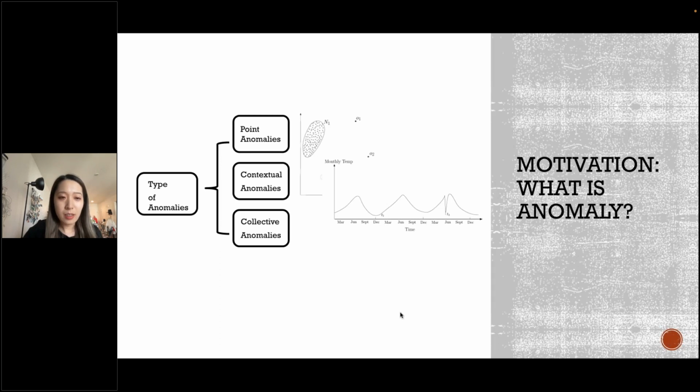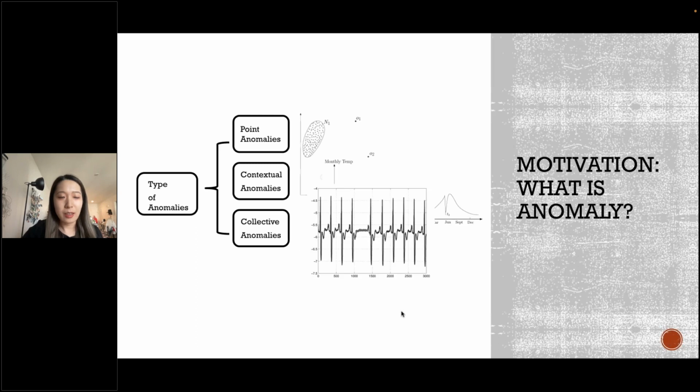The third definition is called collective anomaly. It means a group of data will be considered anomalous with respect to the entire group, but maybe each individual of them will not be considered an anomaly. For example, in this third plot, the middle flat part we can consider as a group of data which are all anomalous. But if you pick a single one of them, it will probably not be an anomaly.